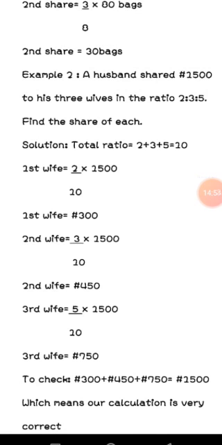Now there is something I always do in mathematics. After solving a problem, I always do a check. Below it you see, to check. I want to add the shares of the 3 wives, which is 300 naira plus 450 naira plus 750 naira. When you use your calculator to do that addition, you will definitely get 1,500. And don't forget that it was 1,500 that was being shared amongst the 3 wives, which means our calculation is correct. I hope we all understood.